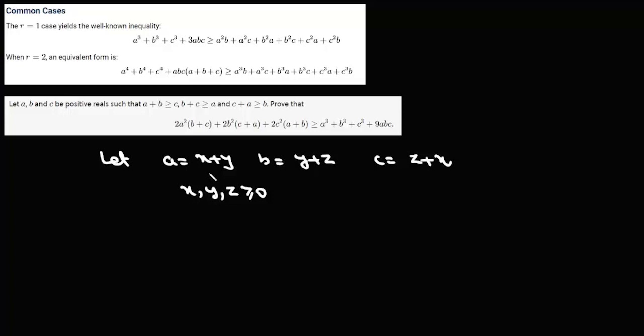Now if we substitute the values of a, b, c here, then we can write this is 2, and then (x plus y) square, and b plus c is x plus y plus 2z.